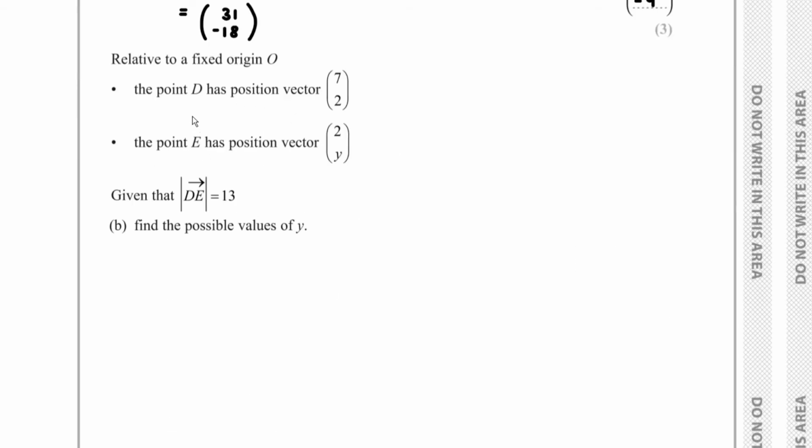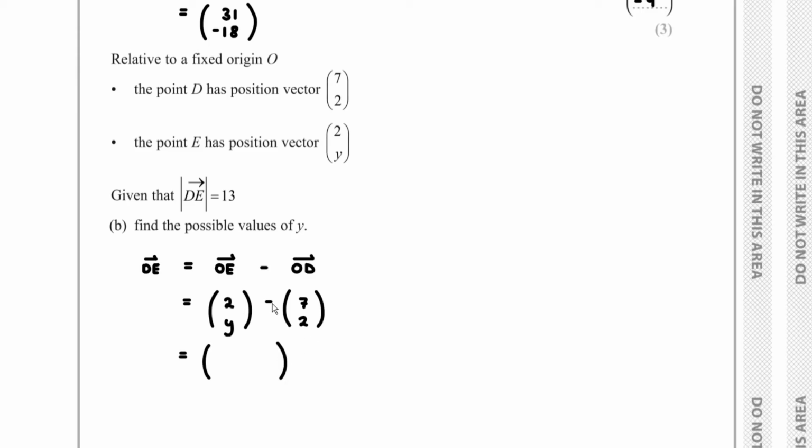Relative to a fixed origin O, the point D has position vector (7, 2). The point E has position vector (2, y). Given that the magnitude of the vector DE is equal to 13, part B, find the possible values of y. Let's begin by finding the vector DE. The vector DE is equal to the vector OE subtract OD. Hence, we have (2, y) subtract (7, 2). And if we work out what this is equal to, 2 subtract 7, that's negative 5. y subtract 2 is just y subtract 2.